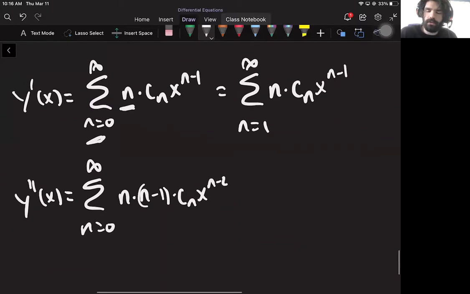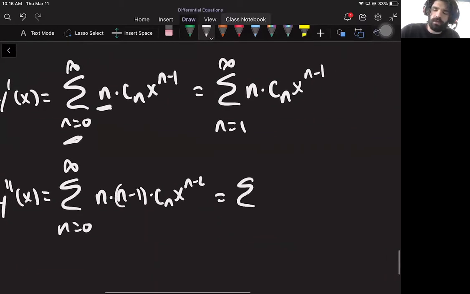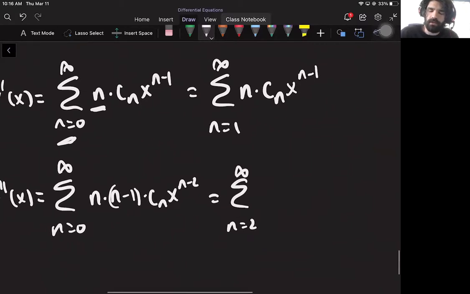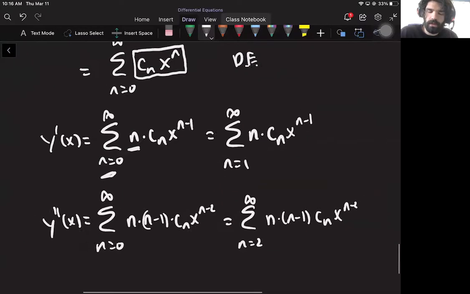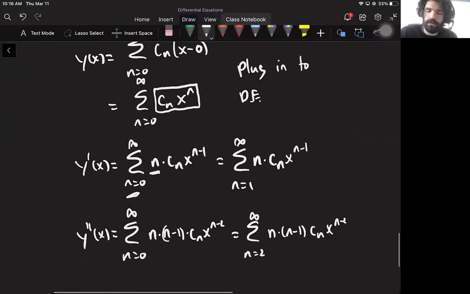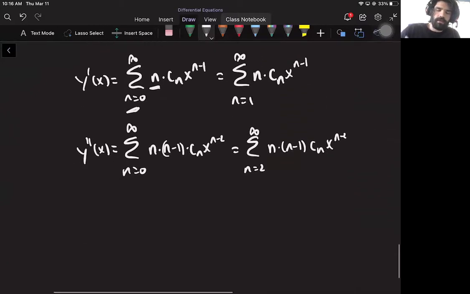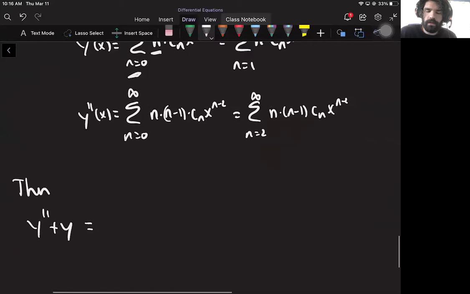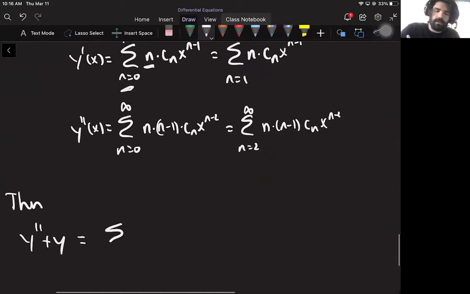And now the first two terms are gone. So I really could write it as starting at n equals 2, because n equals 1 and n equals 0 will both produce zeros. So I could write it like this if I want. Okay, so I got my second derivative, I got my function. So now I can plug it in. So y double prime plus y, these are going to get very, very long, equals these two sums added together.